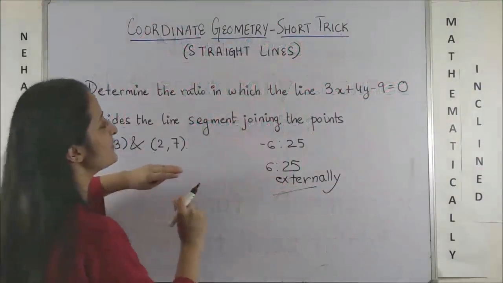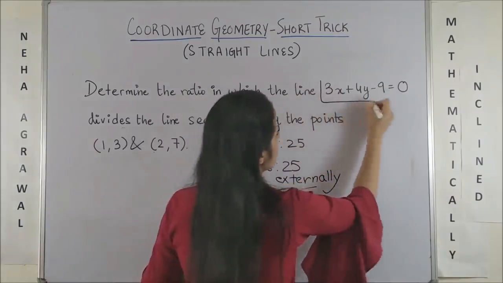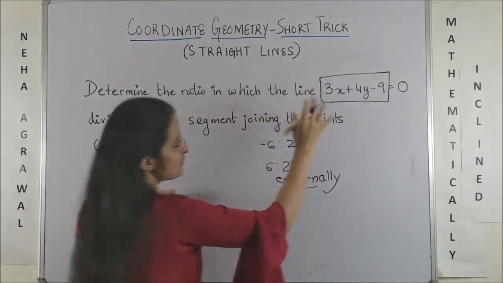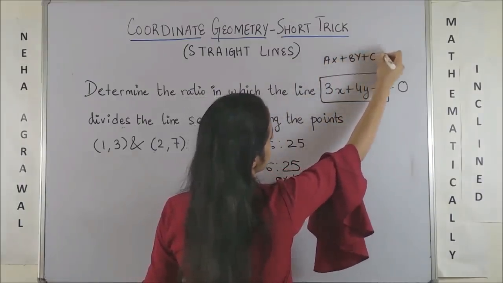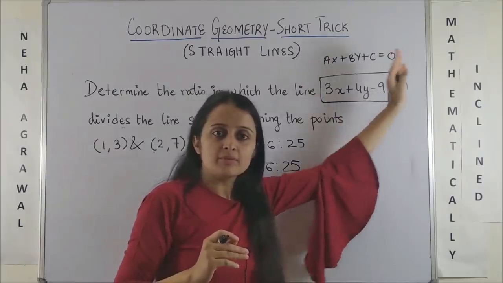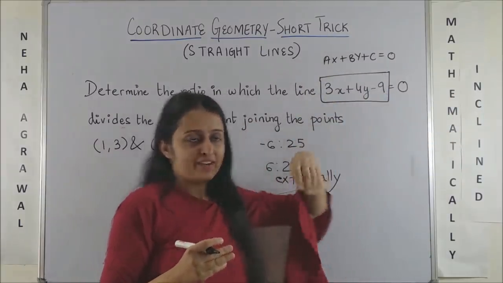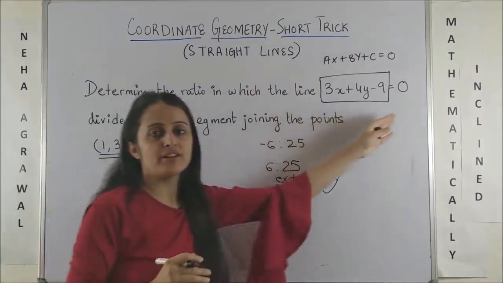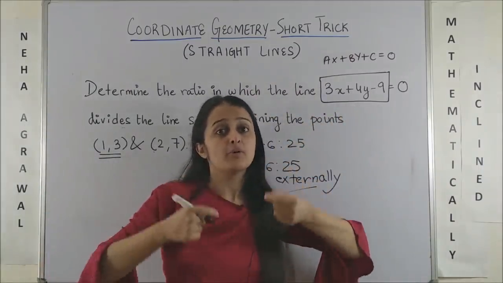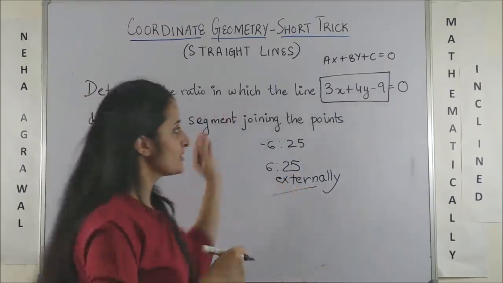So all you need to do is, when you come across a line, first of all ensure it is in the format ax plus by plus c is 0. In short, if your constant term is on the right side, then push it on the left. Okay, after that you just need to substitute these points in the line one by one. The point which is mentioned first goes in first.